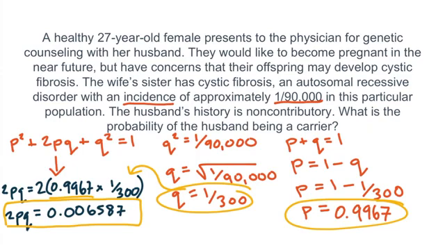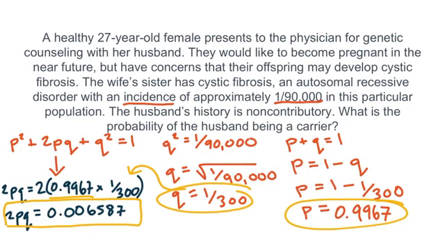With these types of questions, you'll usually be given very large numbers, such as 40,000, 90,000, or 160,000. In this case, the square root of 1 over 90,000 is 1 over 300, which represents Q.